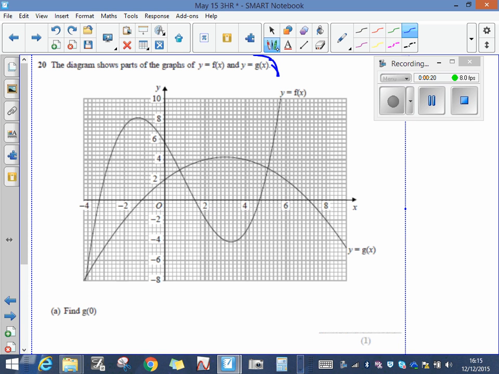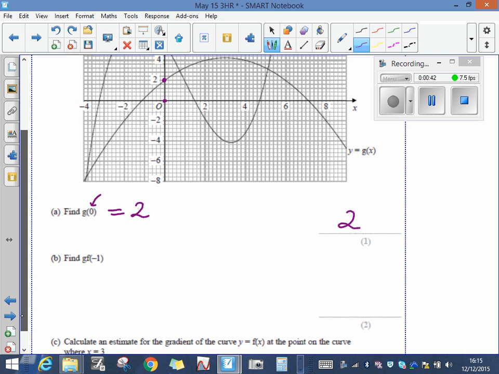So to find g of 0, what that actually means is that x is 0, so the x value is 0. What is the y value? Well, if we look at the graph of y equals g of x, if the x value is 0, the y value that goes with that is here, which is actually 2. So g of 0 is actually just 2.